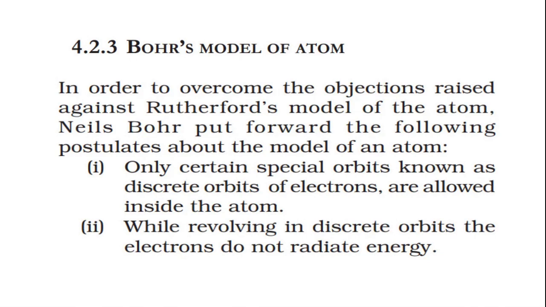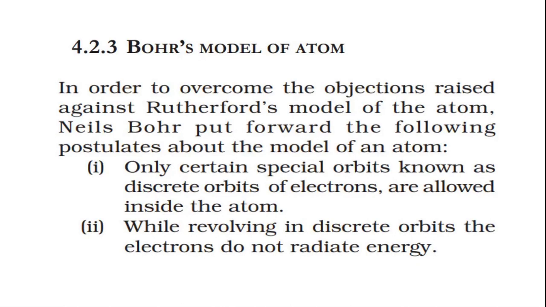Very good. Excellent. So what are these two points? One is, in an atom, the special orbit is known as discrete orbit of electrons, ma'am. They are allowed inside the atom. Very good. Excellent. And while revolving in discrete orbits, the electrons do not radiate energy.